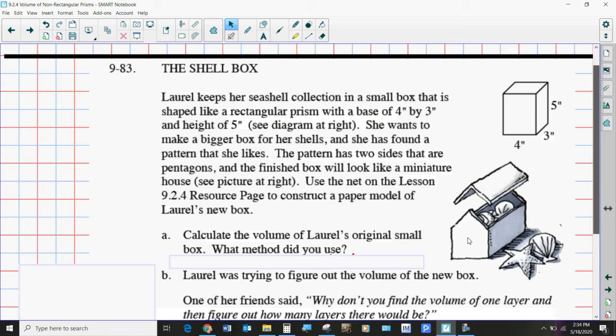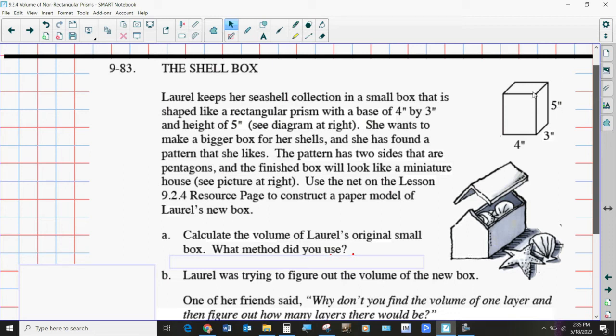But remember, the definition of a prism is a geometric solid that has two bases that are parallel to each other. And right now we're going to say they're congruent to each other, although that doesn't always have to be the case. But we have to consider this the base and find the area of that pentagon in order for us to find the volume of the entire prism.